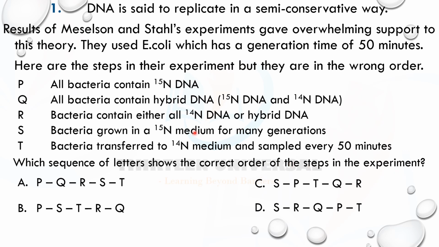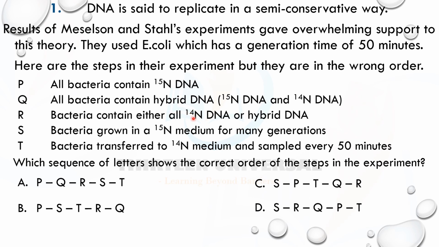Okay, let's look at it. Of course, where this all starts is, you know that in this experiment they used two isotopes of nitrogen. There are two isotopes of nitrogen. This is N15, which is the heavy isotope. Okay, and then N14 is the light isotope.